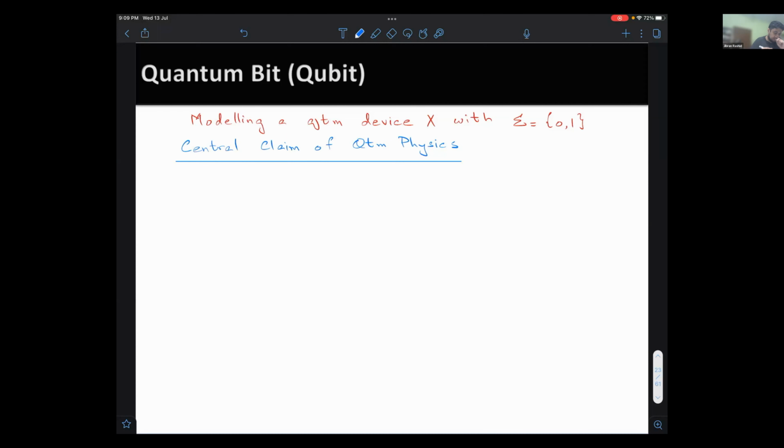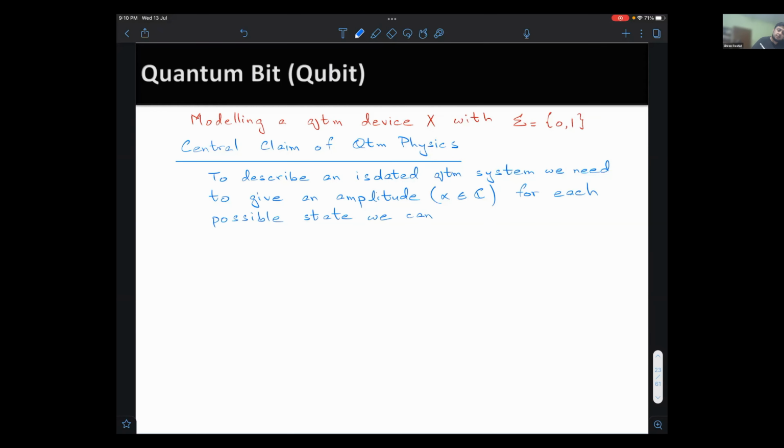And many of you might be already aware of this, right? To describe an isolated quantum system, we need to give an amplitude. And what is an amplitude? Well, in the general case, it's a complex number. For each possible state we can find the system to be in when we measure it. So again, we are not necessarily taking the full postulates of quantum mechanics derivation of quantum physics. We are just taking the key tools that we need.